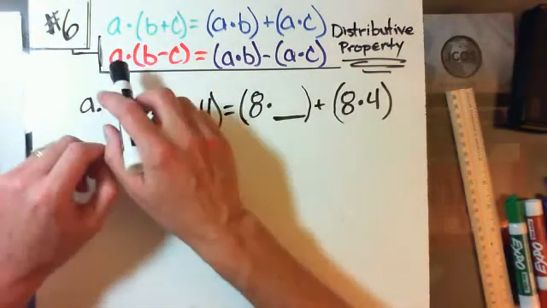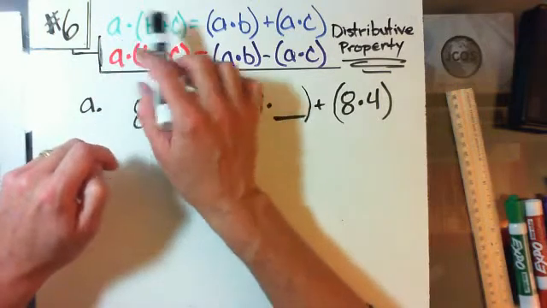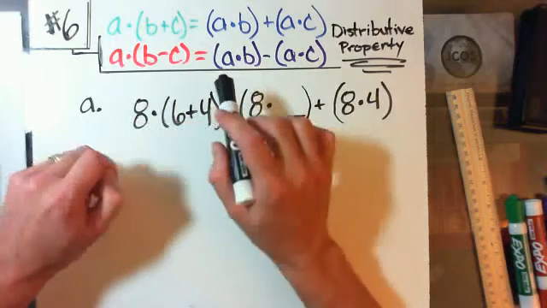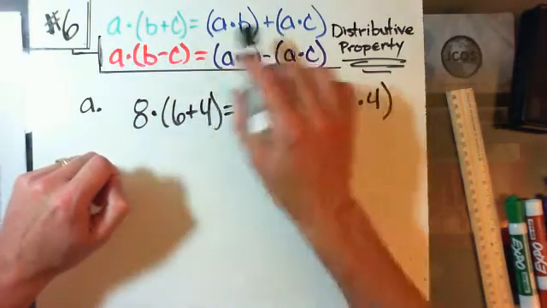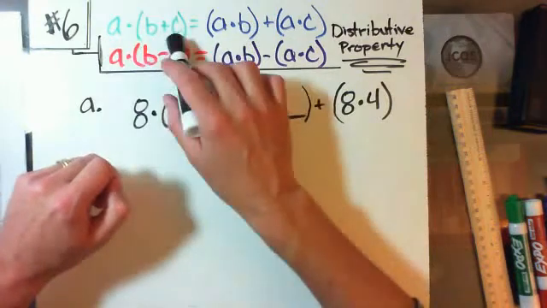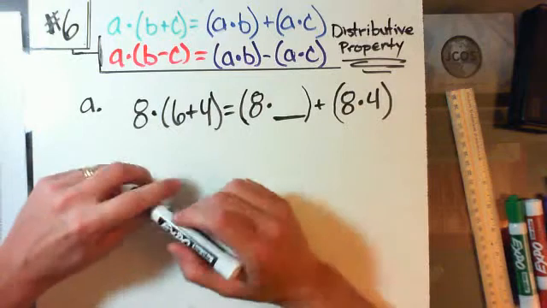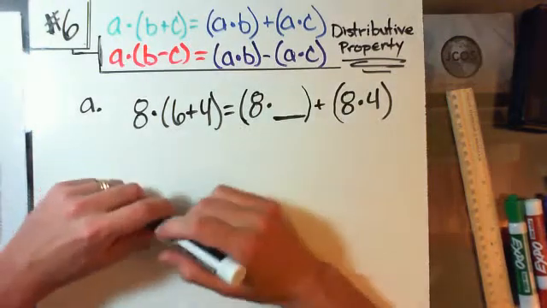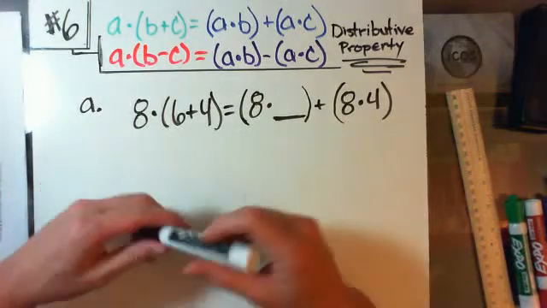The first thing to notice is that A times (B plus C) is equal to the same thing as A times B plus A times C. The same thing happens with subtraction, same pattern. So let's try to solve a few of these, and you can do the rest.